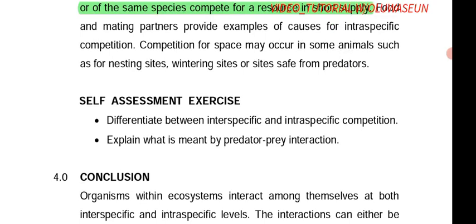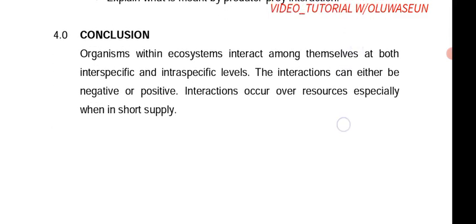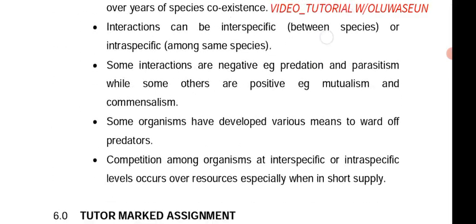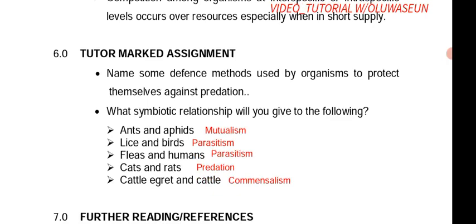Predator-prey interaction. This is a situation whereby the predator wants to feed on a prey. So it's a kind of relationship, and we have discussed that earlier in this video. Now the tutor marked assignment here says name some defense methods used by organisms to protect themselves. We have excretion of steroids and alkaloids by some plants to protect themselves. We have chemical defense by some poisonous animals like that frog. We have snakes, we have scorpions that excrete chemical defense. But we also have it in plants too. They develop thorns to protect themselves.